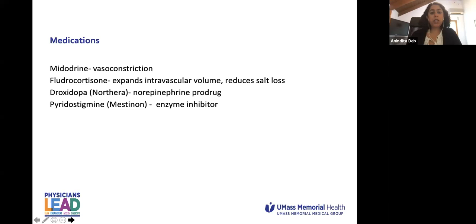Midodrine is one, and I'll go into each of these in a little bit more detail, that causes vasoconstriction, meaning blood vessel constriction to increase the blood pressure. Fludrocortisone expands the volume in the blood vessels and reduces salt loss so that you retain fluid. Droxidopa or Northera works like norepinephrine. So we talked about norepinephrine in the beginning as one of the neurohormones that can affect blood pressure, can increase blood pressure. And then pyridostigmine or Mestinon, which works on acetylcholine, and it's an enzyme inhibitor that sometimes we use as well.